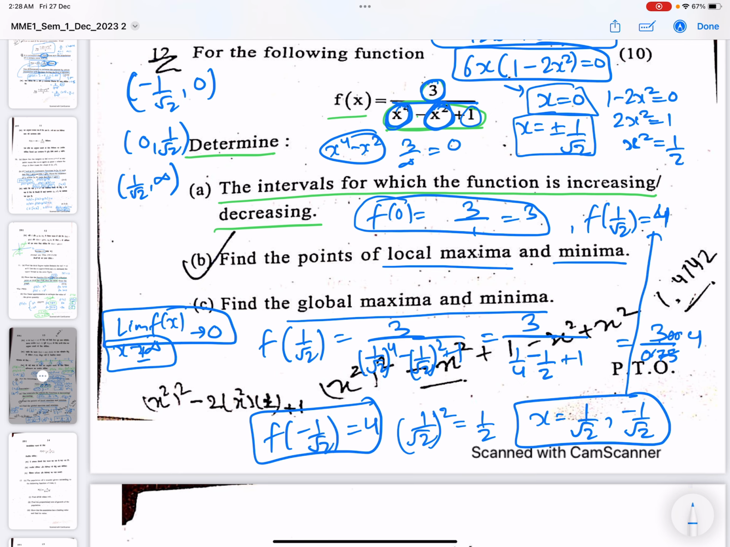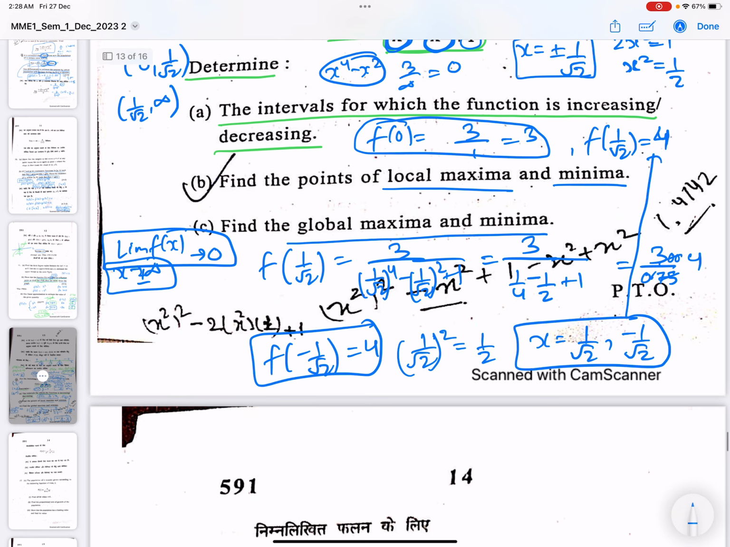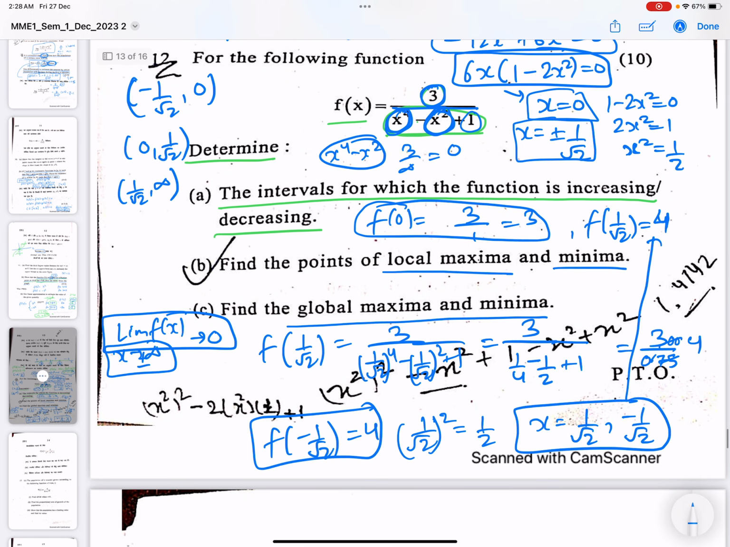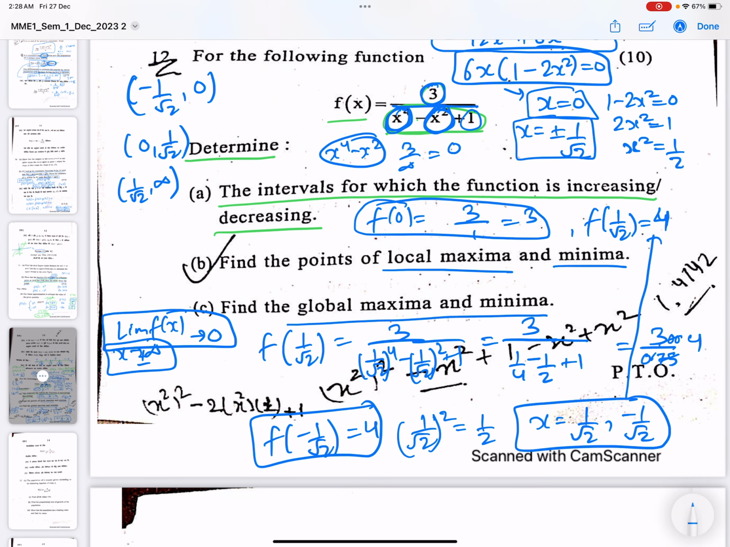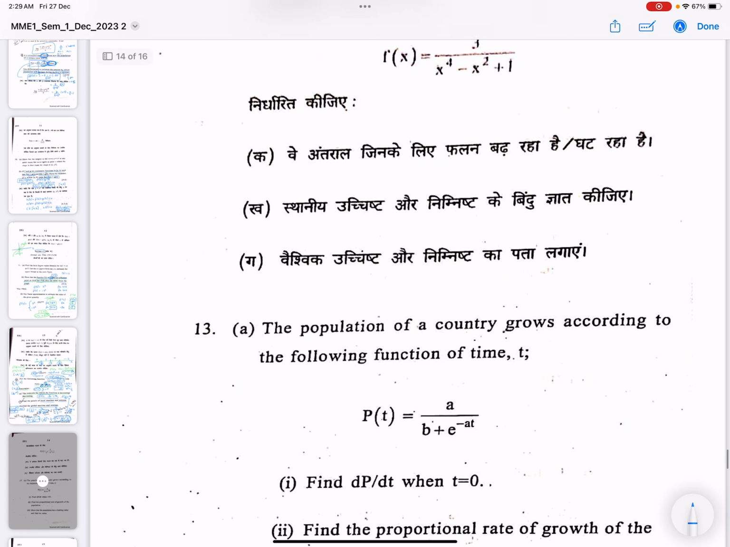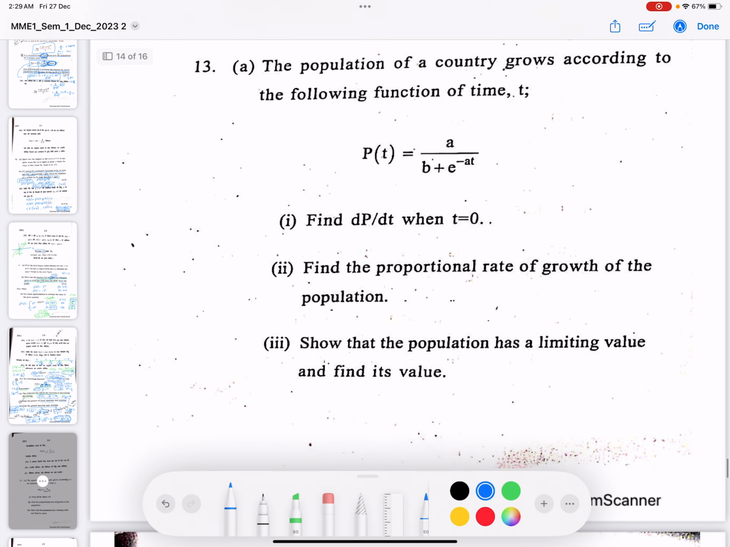So what we can see is that there won't be any global minima, but there would be a global maxima when x equals 1 by root 2 and x equals minus 1 by root 2. So this will give us the global maxima as well. Okay, so we are done with this question. So this is the last question that is left.